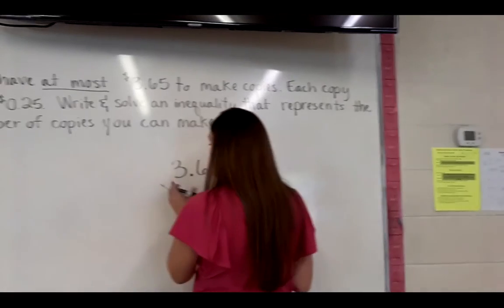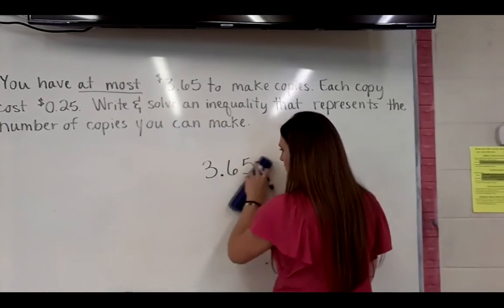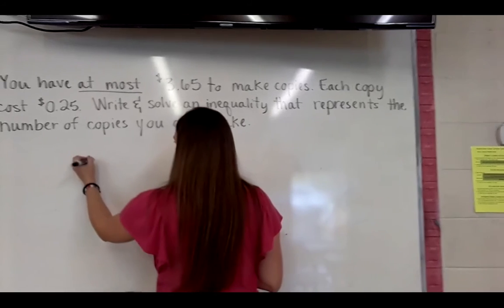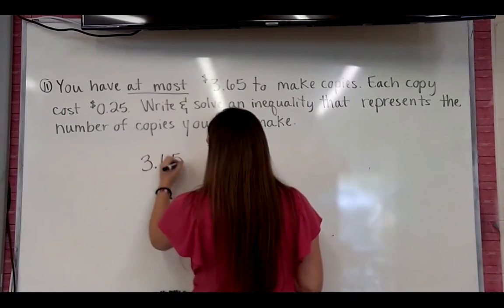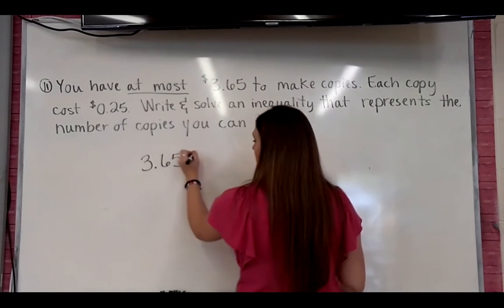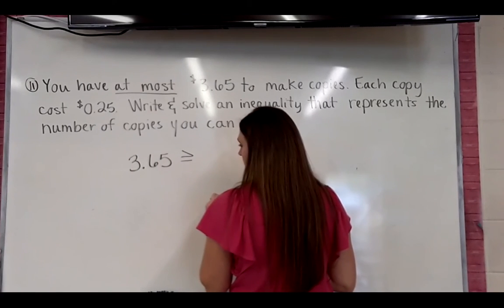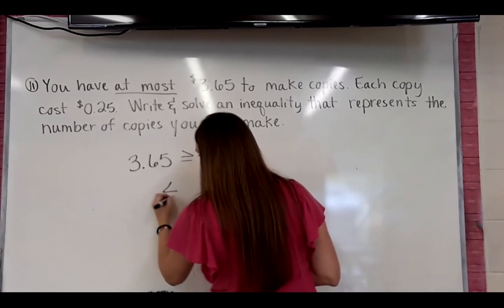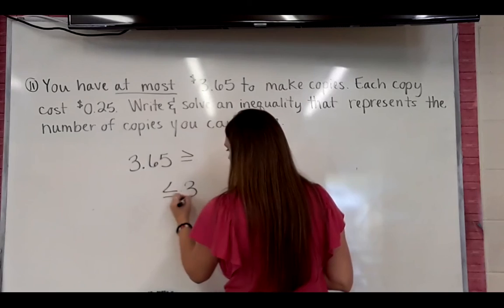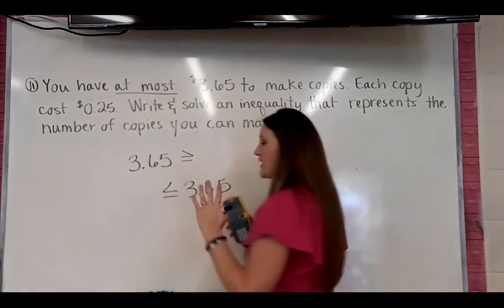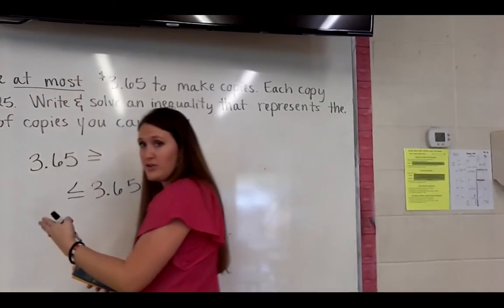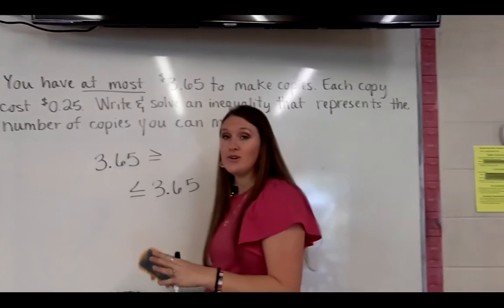$3.65. So we have $3.65. Actually, let me move it over a bit. $3.65 is the most that you can spend. Okay? Or we could put you have to spend less than or equal to $3.65. So when you're setting up your inequality, whichever way of this is easier for you is fine.